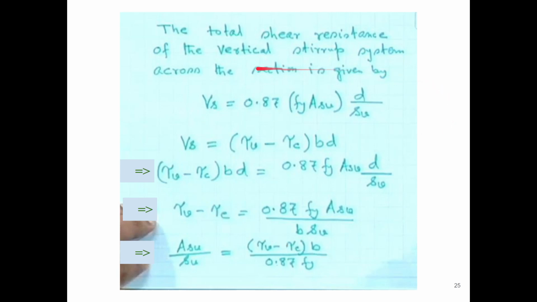So this is one important formula, this is another important formula, and the third is Asv by b into sv greater than or equal to 0.4 by 0.87 fy. That is mainly the nominal case, when the tau v value is itself less than tau c. Then we don't have to design for shear resistance, but we need to provide the nominal shear, as per Asv by b sv greater than or equal to 0.4 by 0.87 fy.